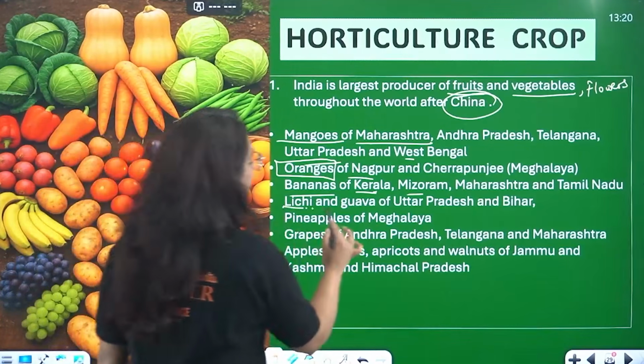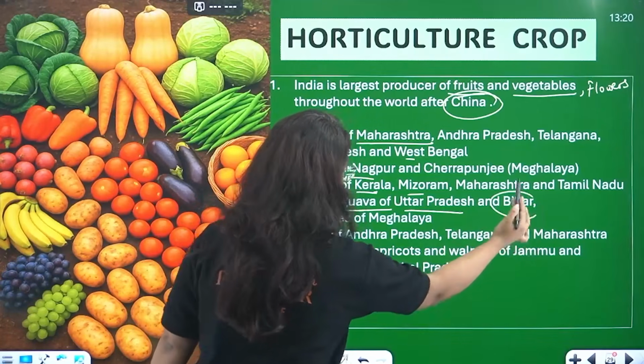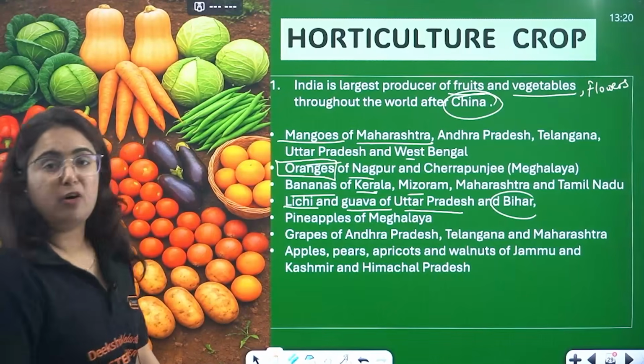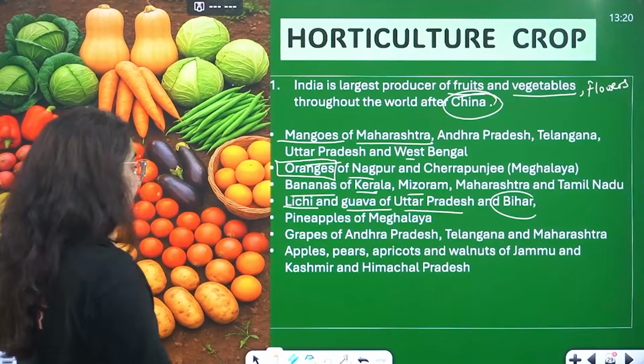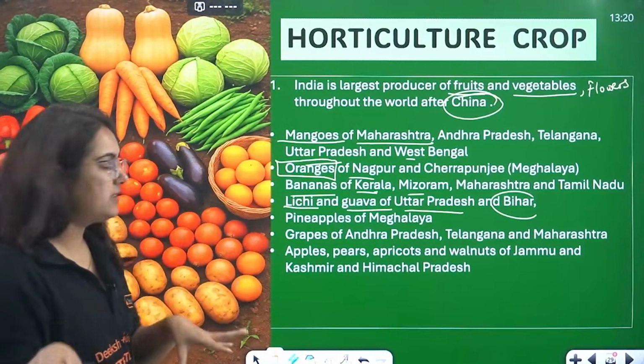Lychee and guava of Uttar Pradesh and Bihar. Okay? Lychees and guava of what, beta? Uttar Pradesh and Bihar. Why is this lychee so costly? When it comes initially, the price is high, then the prices go down.